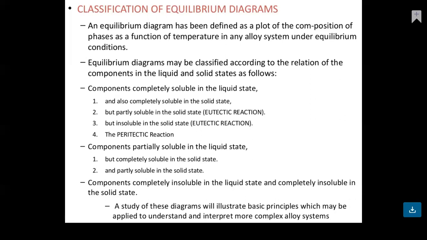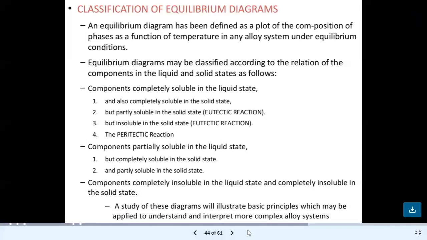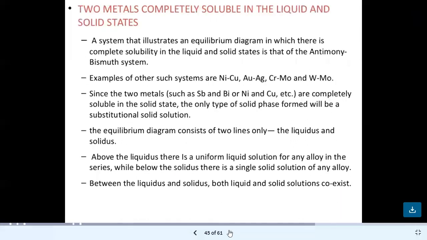That is eutectic reaction. The components completely soluble in the liquid state, the peritectic region is there. Next is components partially soluble in the liquid state, but completely soluble in solid state and partly soluble in the solid state. Components are completely insoluble in the liquid state and completely insoluble in solid state. Okay, a study of this diagram will illustrate the basic principle which may be applied to understand and interpret the more complex alloy system.